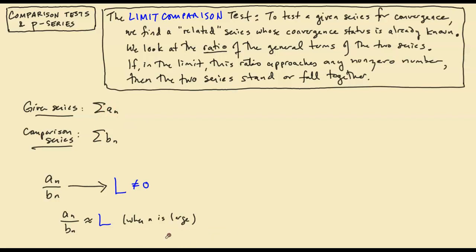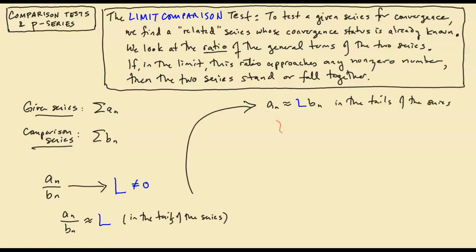Let me rewrite this. Instead of saying when n is large, I'll just say in the tail of the series. When we go out into the tails of these series, this relationship holds, and it effectively becomes equality. But if this is true, let's just clear the fractions. A sub n is effectively equal to L times B sub n in the tails of the series. Maybe not when n is small, but go out far enough, go out to the billionth term of A, and you should find that A sub billion is just about L times B sub billion.